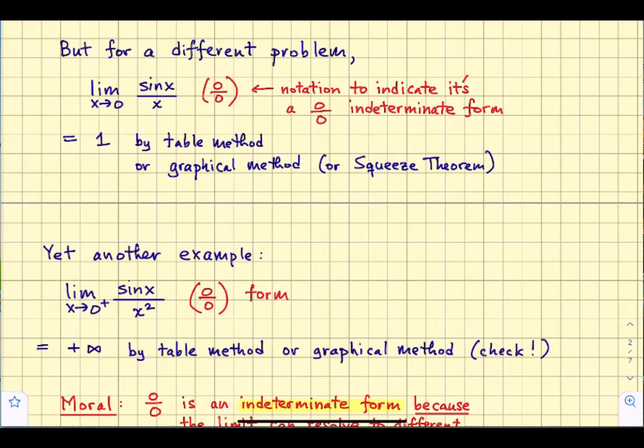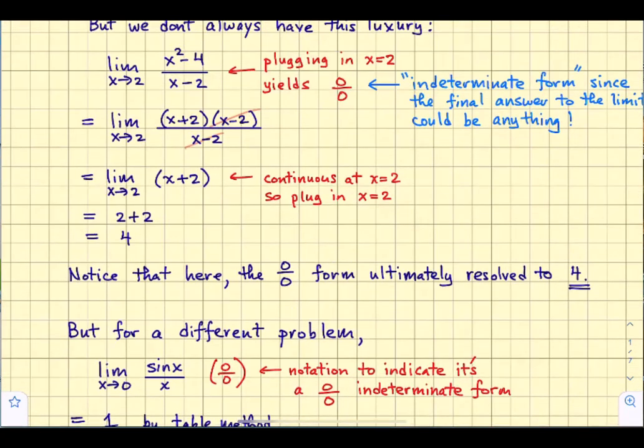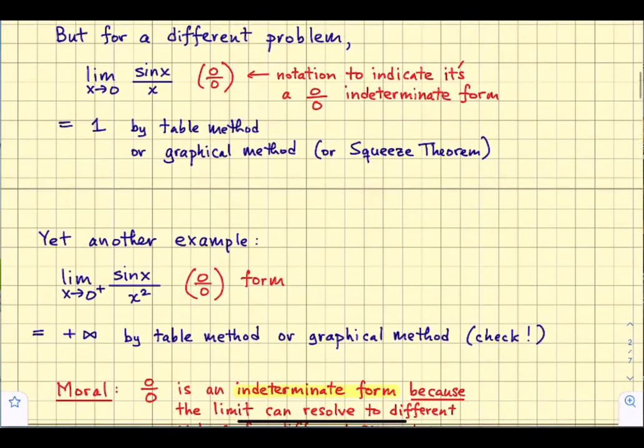So notice in our last example, the 0 over 0 form ultimately ended with a 4, but in this different example, the 0 over 0 form ultimately ends in a 1. This is why they're called indeterminate forms, because when you encounter this form, the answer could end up being anything.